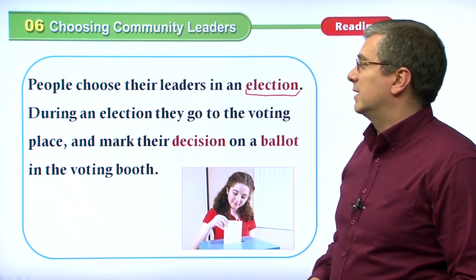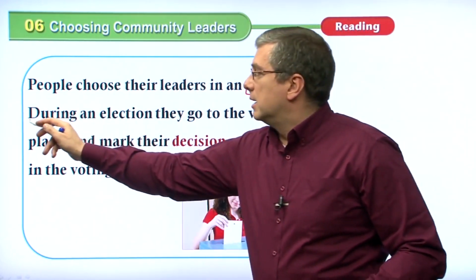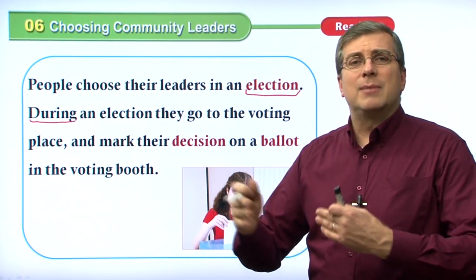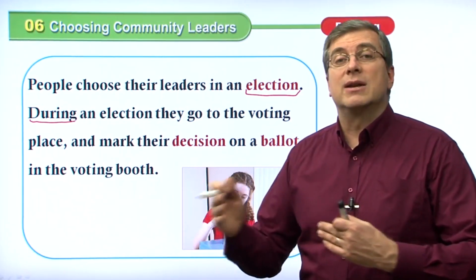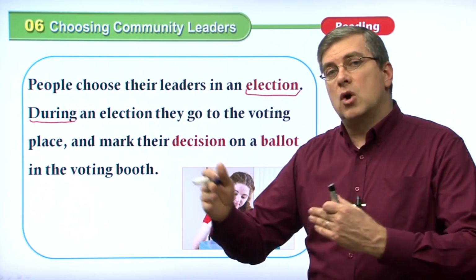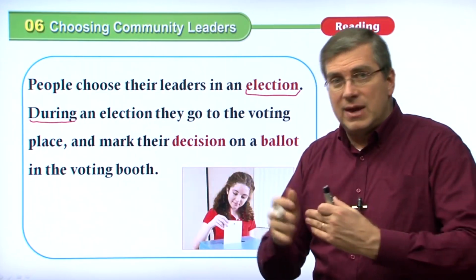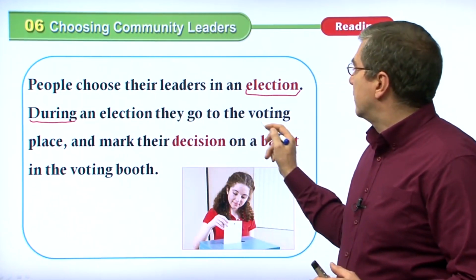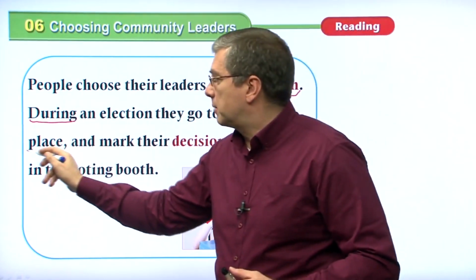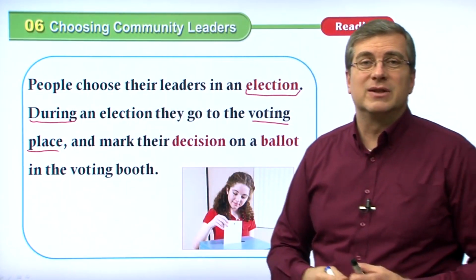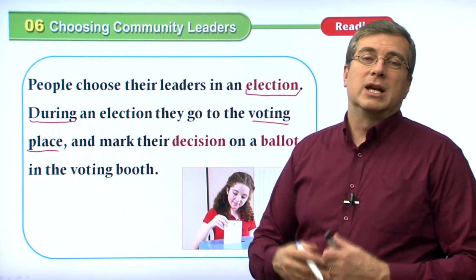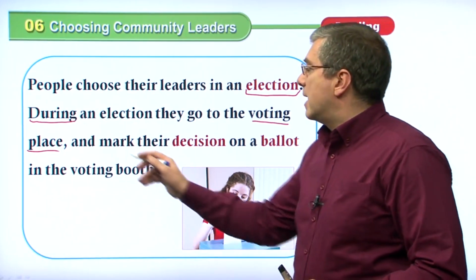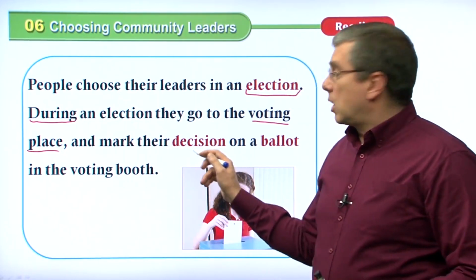Okay? Long sentence, right? So basically during means during the time that something is happening, usually an event. So an event takes place over time. And inside of that time, during an election, they go to the voting place. The voting place can be different places: schools, libraries, community halls. Different places are used for voting places. They mark their decision.